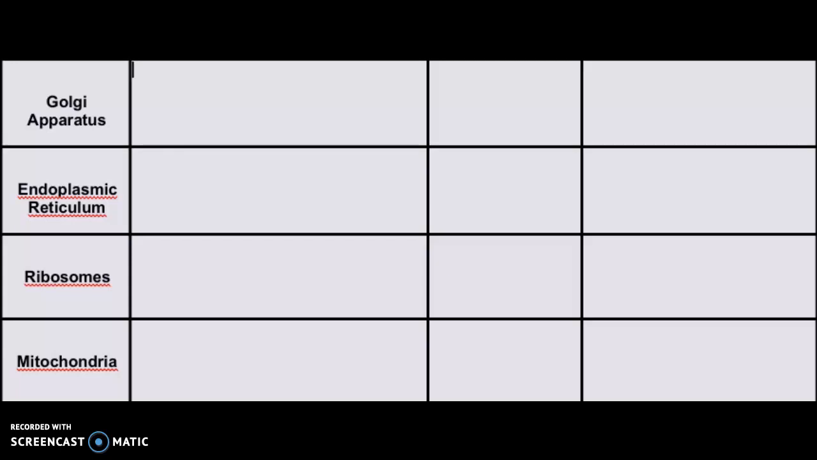Hey guys, welcome. We are moving on to the next four cell organelles today. Today we are going to learn about the Golgi apparatus, the endoplasmic reticulum, ribosomes, and mitochondria. Now let's see what they are one by one.